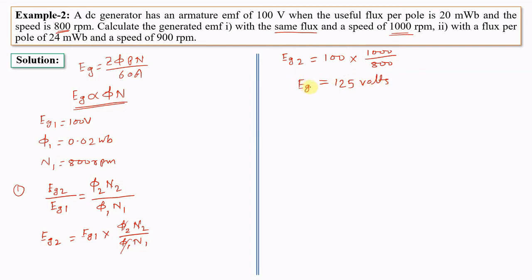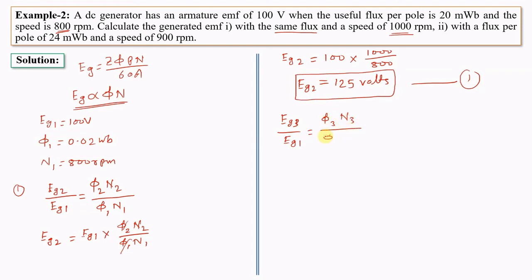So this is the generated EMF of the machine. This is the answer for the first part. Now in the second part, we can write the relations again. Eg1 upon, let's say, Eg3 upon Eg1, and it will be phi 3 N3 upon phi 1 N1.